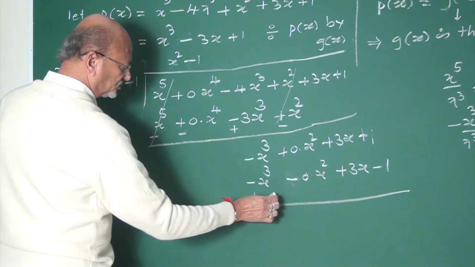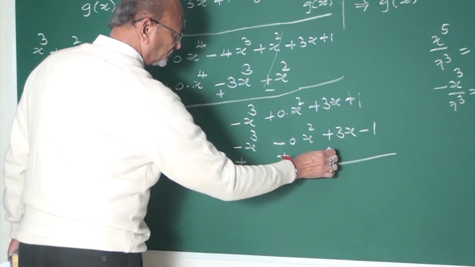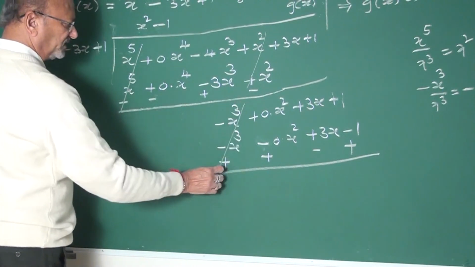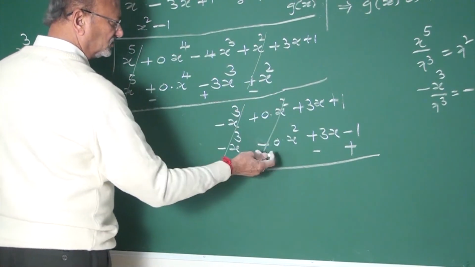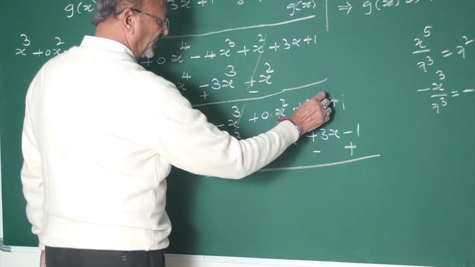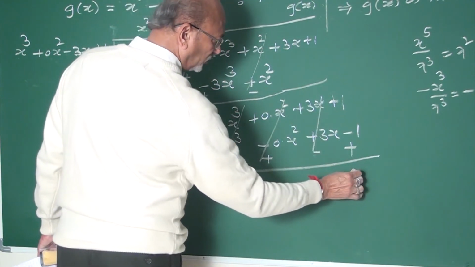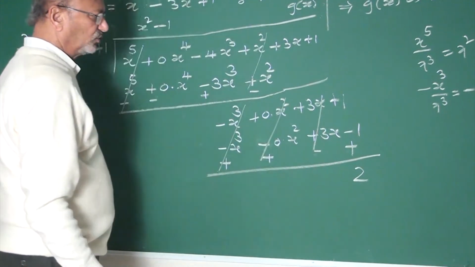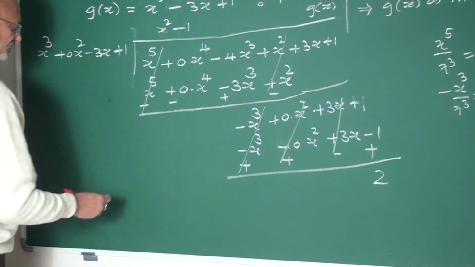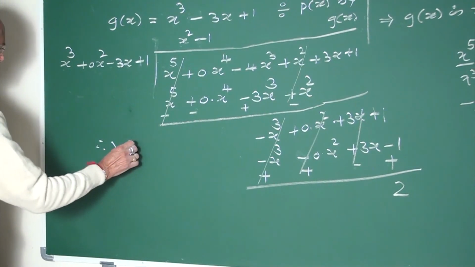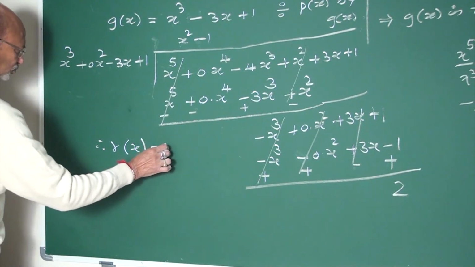Sign change. Plus minus cancelled. Anyway, it is 0. But it is not cancellation. Plus 1 with plus 1 is what? 2. Therefore, what is the remainder here? Therefore, remainder Rx equal to 2.